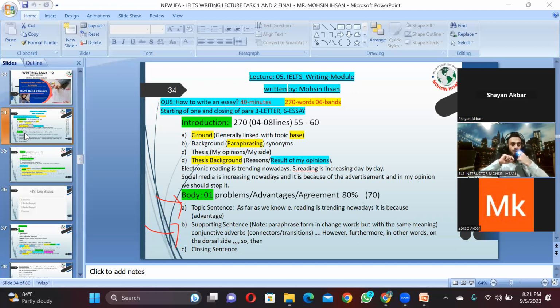Sir, how many points do we have to include in the first paragraph for advantages? Five, six, seven points, around 60 to 70 words. Your target must be around 60 to 70 words, right? Not more than that. More words have more possibility of mistakes. Clear? Yes, sir.